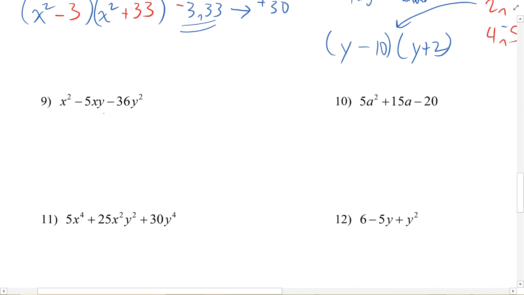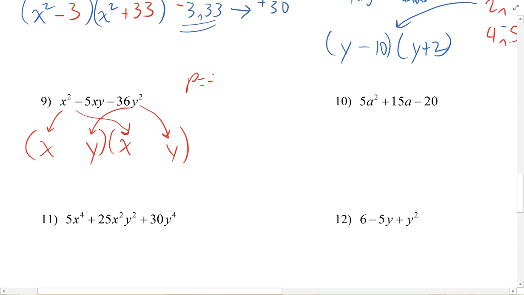Okay, so here's some more complicated ones. Here we have y squared and x squared. How does this all break down? x and x, that comes from our x squared part. And then we got y and y, that comes from our y squared part. Okay? And so now our product equals -36 and our sum equals -5. So 1 and 36, 2 and 18, that's a tough one. 3 and 12, 4 and 9, and 6 and 6.